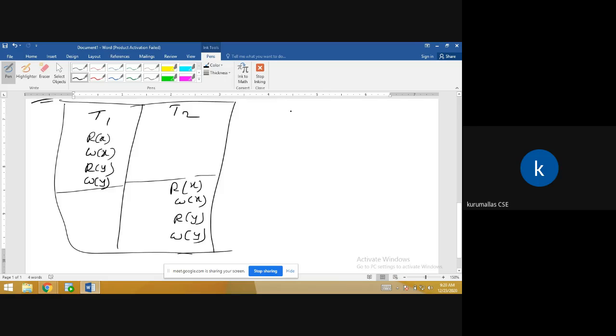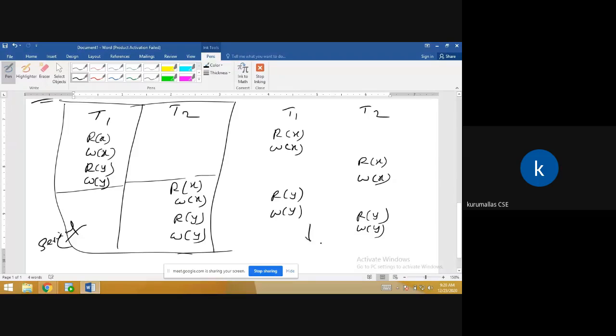This is a serial schedule. Whereas in the case of an interleaved schedule, if you take T1 and T2, read of x, write of x, after that we write read of x, write of x. Next, read of y, write of y, and read of y, write of y. This is interleaved execution, which means concurrent control. According to serializability, this is serial and this is interleaved.